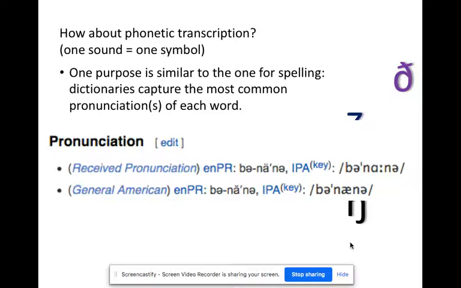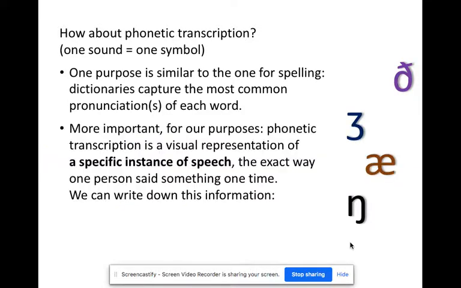Dictionaries tend to pretend as if there's one pronunciation, or maybe at most one American and one British pronunciation. And the reality is that pronunciations vary much more than this. But still, this is one useful way for us to make use of phonetic transcription. But for our purposes in linguistics and in this course, that's not the main thing. This is the really essential thing.